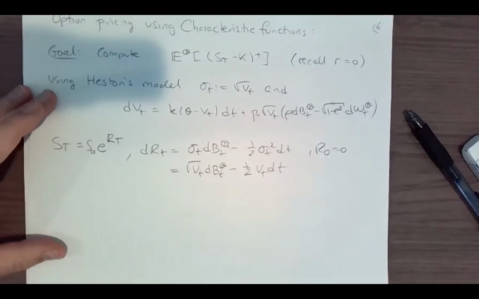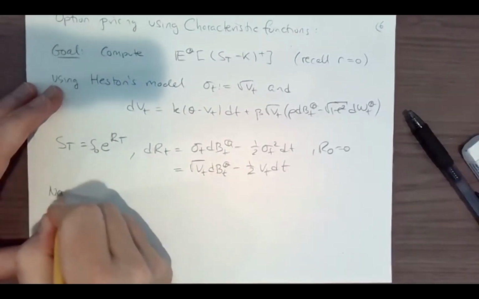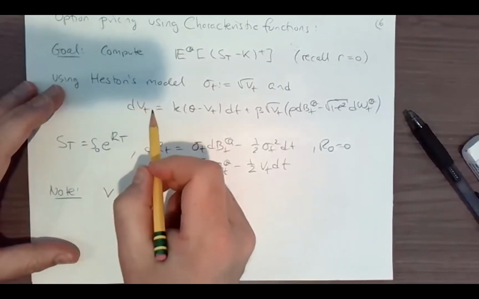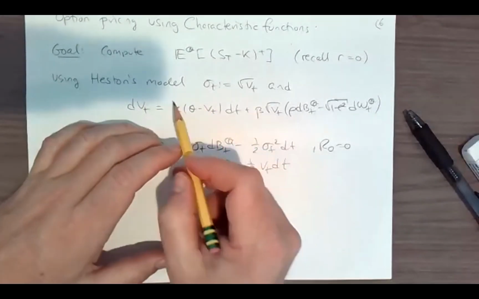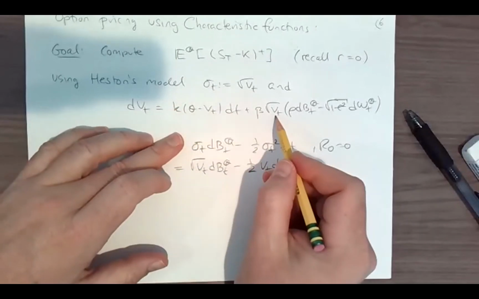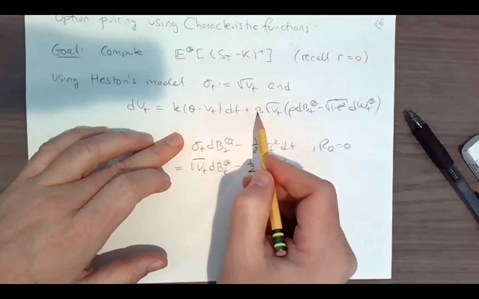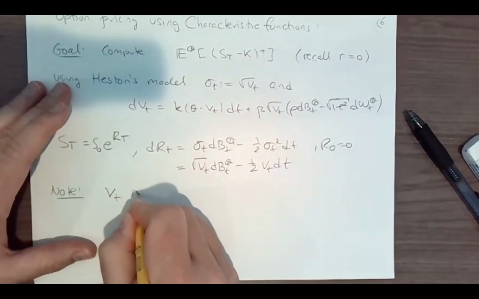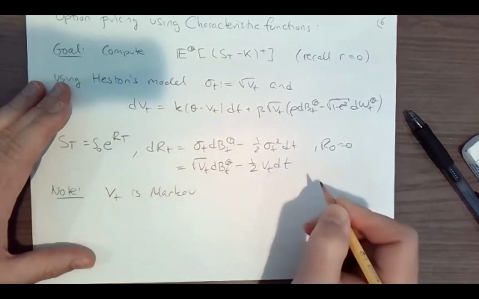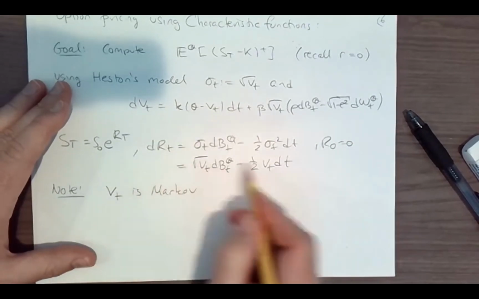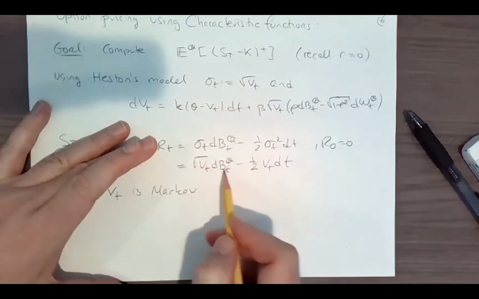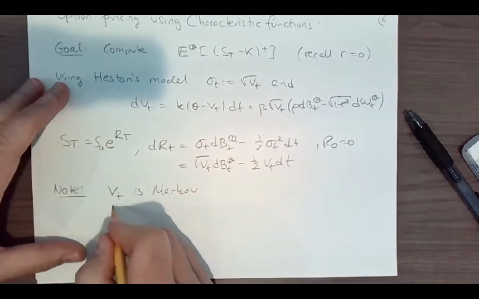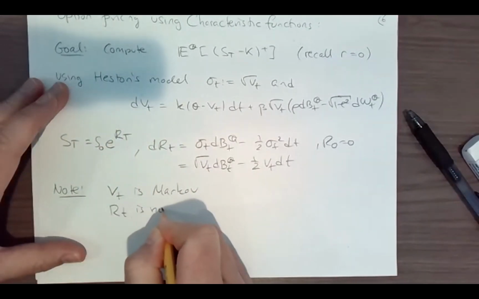Right off the bat, we'll note that V is Markov, because if you look at V's coefficients on the right-hand side, they are just functions of V. This is constant, this is constant, this is constant, and that's constant. So V is Markov. R, that doesn't work, because on the right-hand side we don't have coefficients that are just functions of R. There's a V in the middle. V_T is Markov, R_T is not Markov.